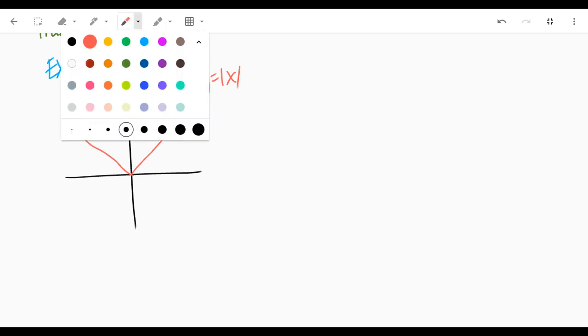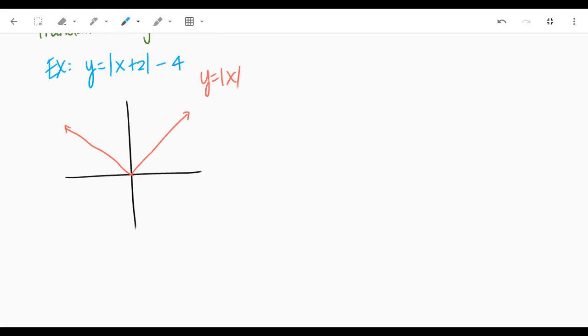Okay, and then our translation, we are going to move it, since it's x plus 2, that's the same as x minus a negative 2. Okay, so remember that means that we're going to move it left 2. And then since we have the minus 4 in the end, we're going to move it down 4. Okay, so we're going to take that vertex, and we are going to shift it 2 units to the left and 4 units down. Okay, so that would be at negative 2, negative 4.